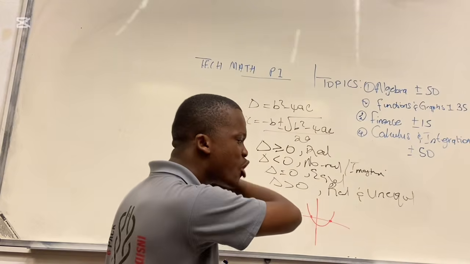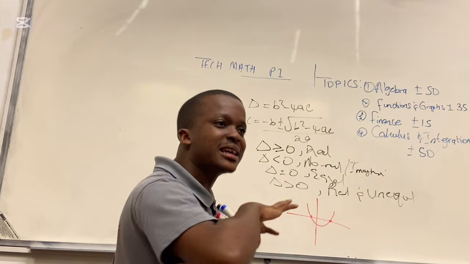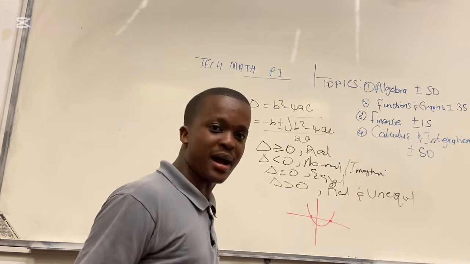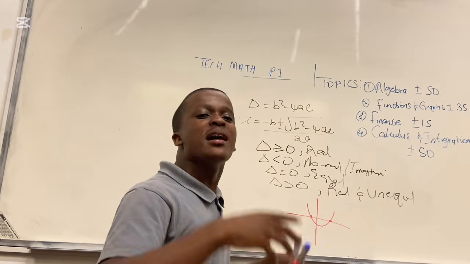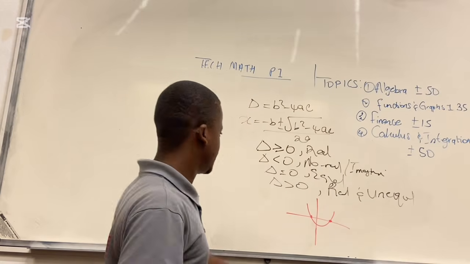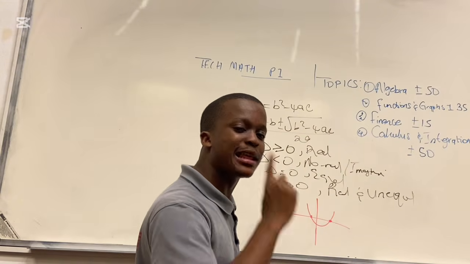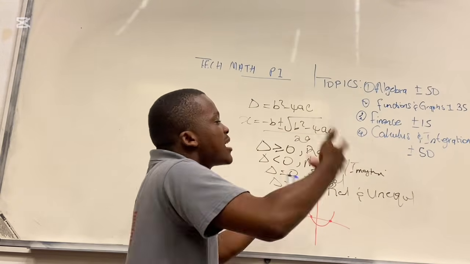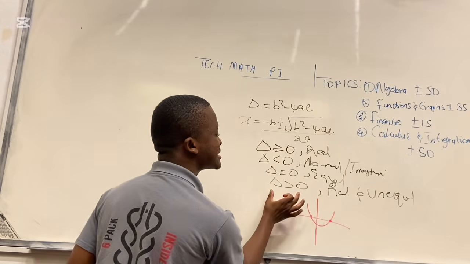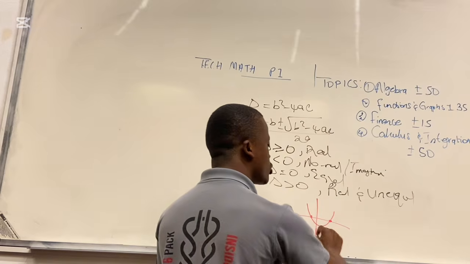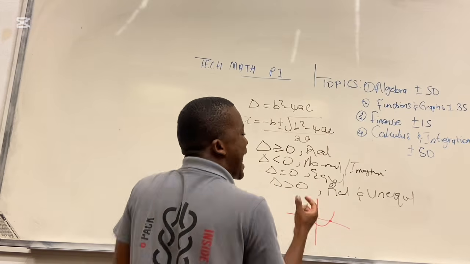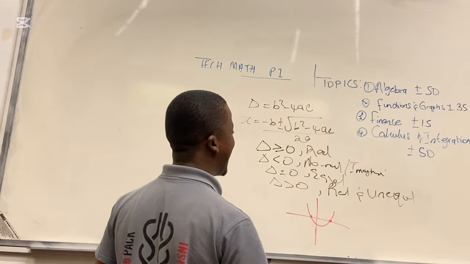Do you see? On your x-axis, on your y-axis, those are real. Fractions are your real numbers because they undergo what? Irrational numbers. So I wanted you to understand that the term real means we are talking about real numbers. So when delta is greater than 0, it's real and unequal. Those roots are real but unequal.